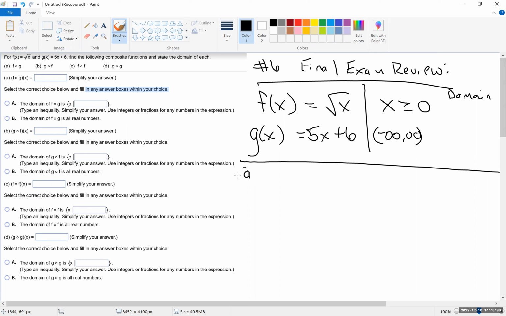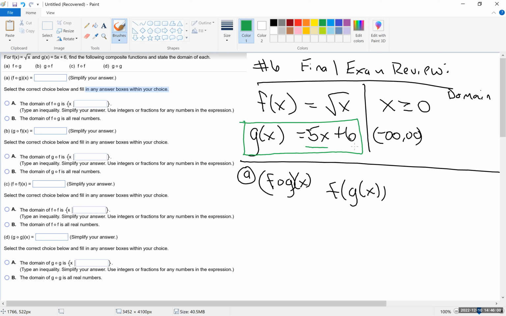Now, in part A, we're going to calculate f of g of x. In order to do that, well, I hate that notation. If I was a student, I would always rewrite the notation as f of g of x. Why would I do that? Because now you can just use substitution. What is g of x? g of x is 5x plus 6. So what we're going to find is f of 5x plus 6. What's that going to be equal to?